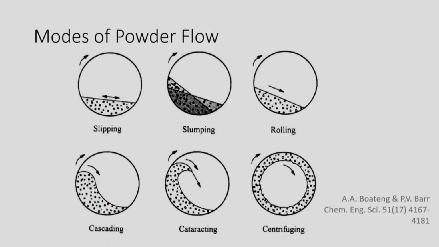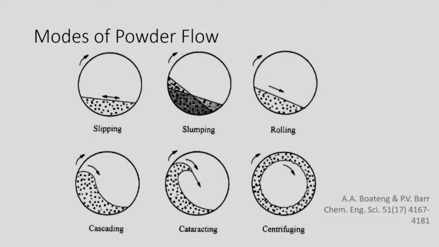So when you use these avalanche testers, I'm not sure how many of you have seen different flow behavior of powders in rotating drums. There might be slipping motion, slumping, rolling, cascading, cataracting, etc. Slipping is when the powder slips as the drum rotates. The powder is cohesive, it's not moving, it's slipping as a bulk.